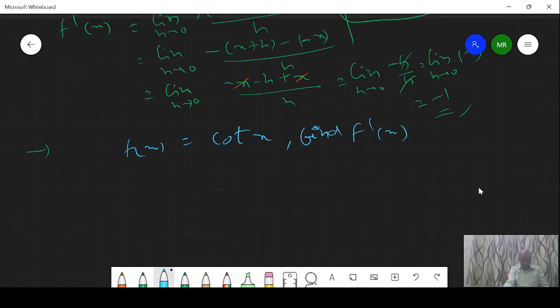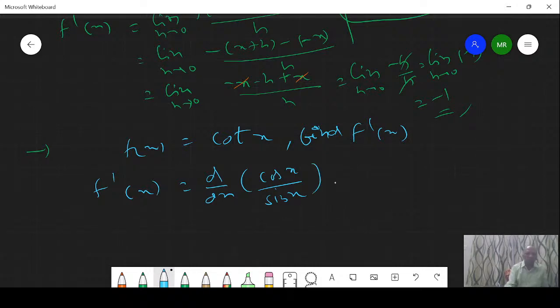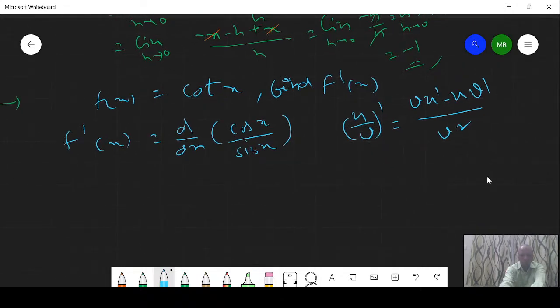Then we know that cot x means cos x by sin x. So to find f dash of x, which is d by dx of cot x, I can write d by dx of cos x by sin x. I should use the quotient rule. You know the quotient rule, u by v: you write v into u dash minus u into v dash, over v square. You should remember this.